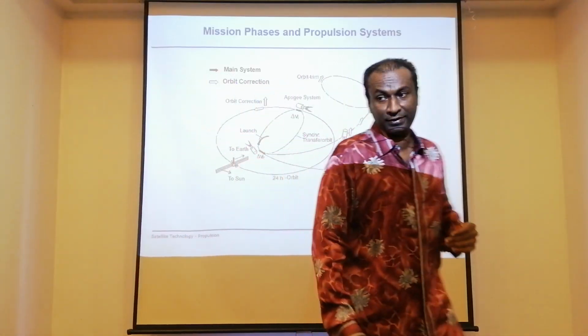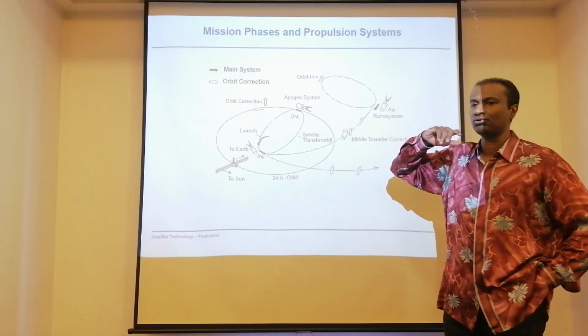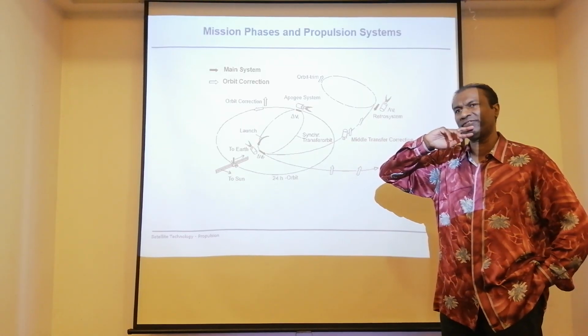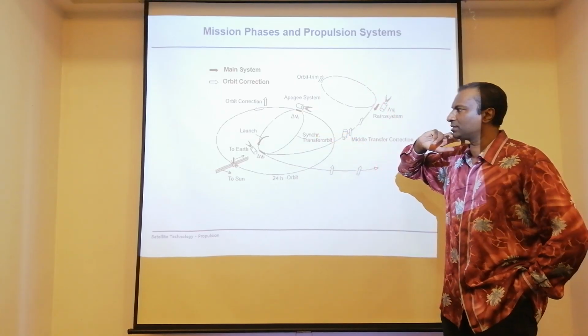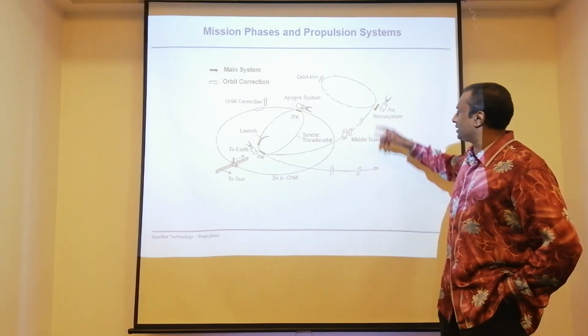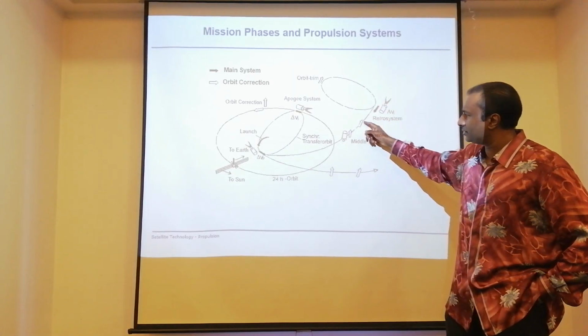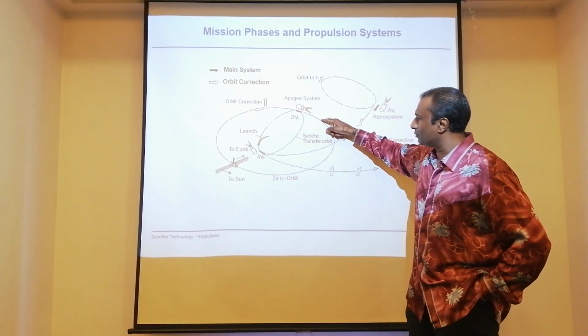Now, this is just to tell you, normally if you look at a spacecraft mission, technically speaking, I've defined here a main system and an orbit correction system. The main system you should know already. With the main system, I need to fly from planet Earth to a particular orbit. That's going to be the main system. What should the main system be? It should be giving me a translation motion. So let's say I'm firing. All these are translation motion.